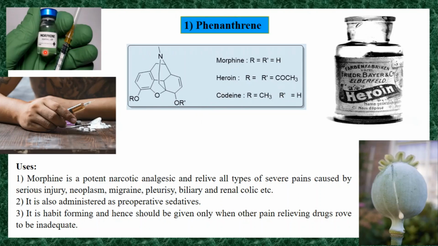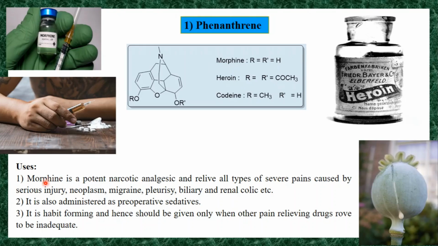These are the images of heroin and morphine, and this is the seed of Papaver somniferum, from which different derivatives have been extracted from the milky exudate. It contains more than 20 alkaloids, and among them morphine is the primary one, having strong narcotic analgesic activity.